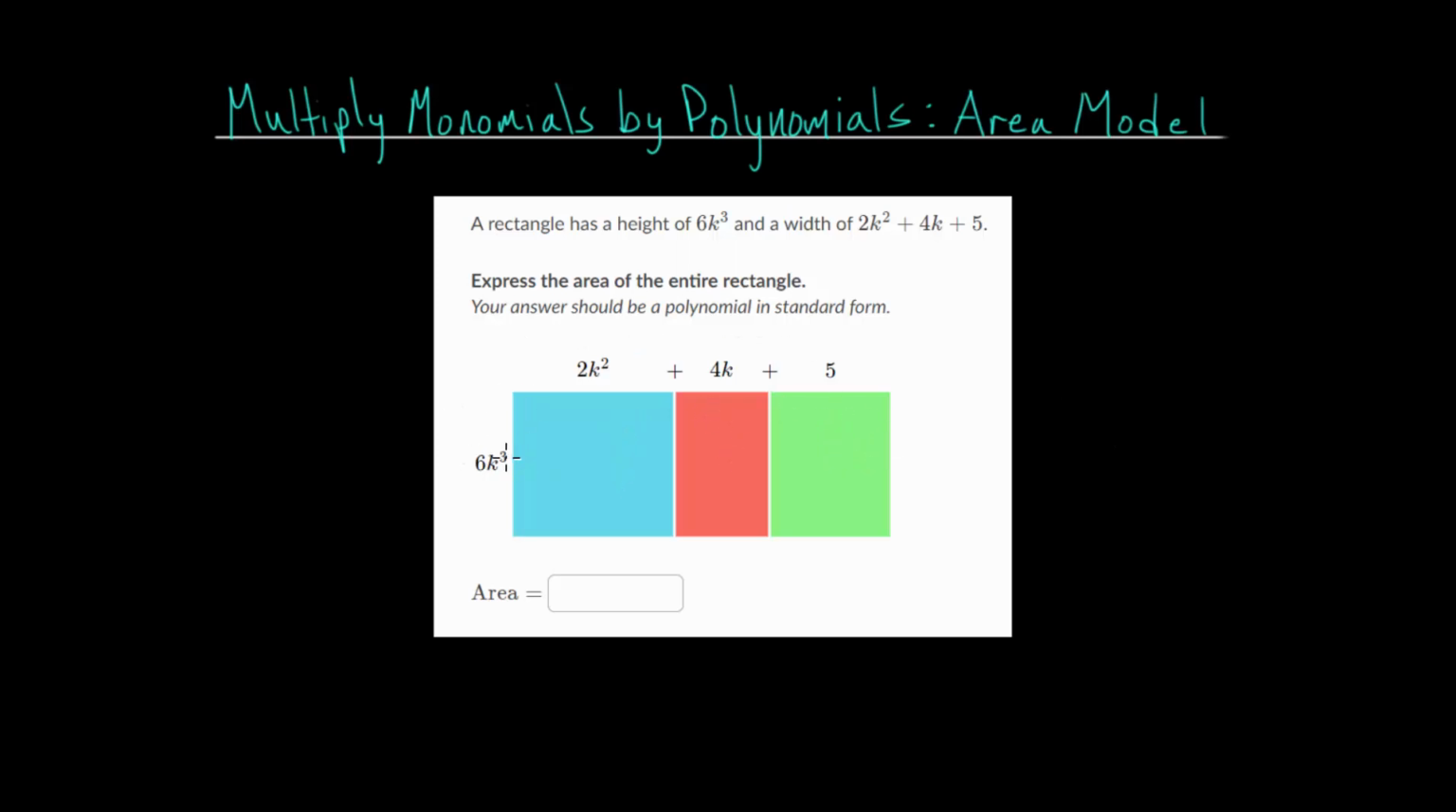So we have 6k to the third multiplied by 2k squared. So when multiplying monomials, remember we are just multiplying the numbers, the coefficients together first. So 6 times 2 is 12. And then we multiply the variables. So k to the third times k squared is going to give us k to the fifth power.